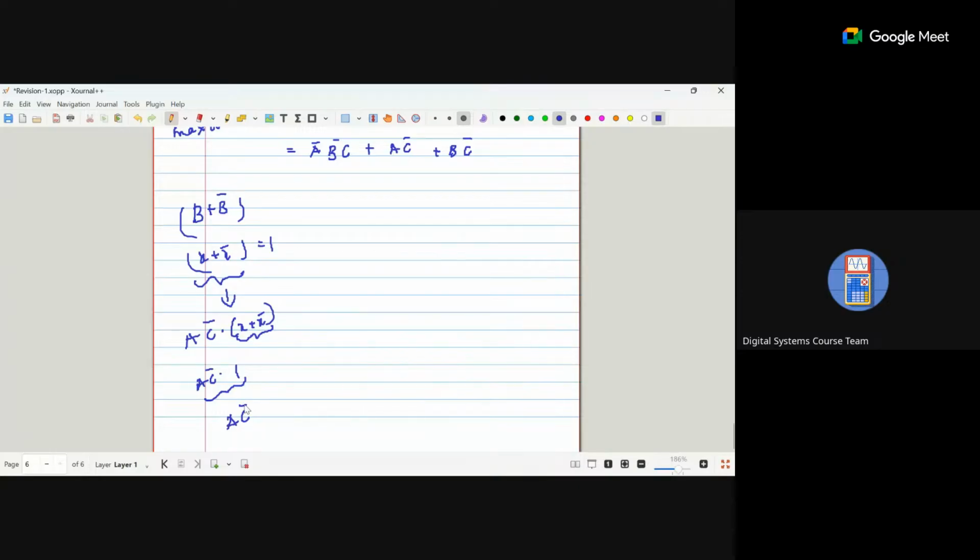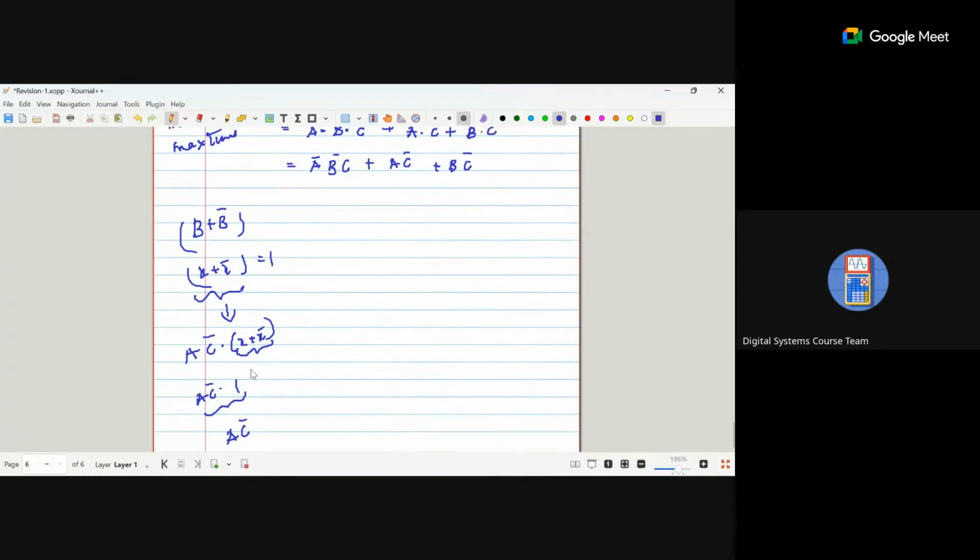AC bar, it will remain same. So what we are trying to tell is, even if we introduce X plus X bar AND gate with the existing term, it will not change the value. As it's not changing the value, we are just introducing this but not changing the value.